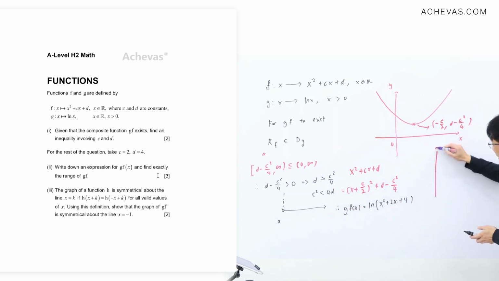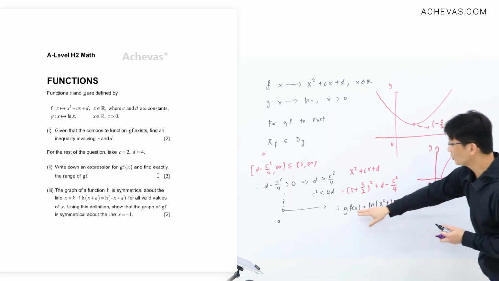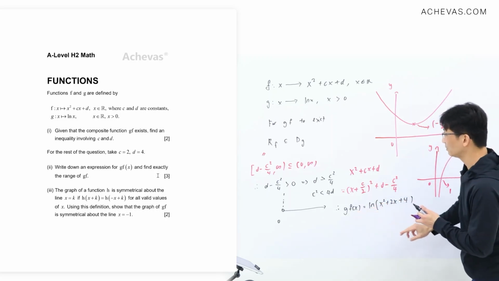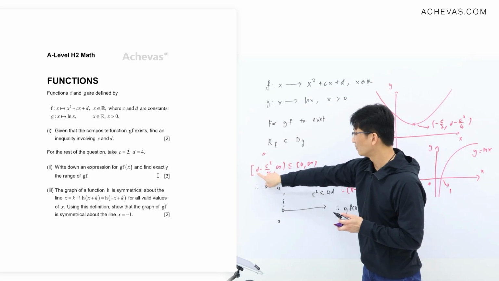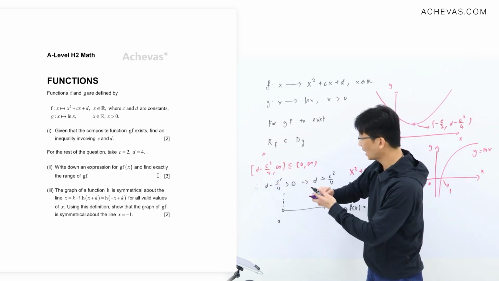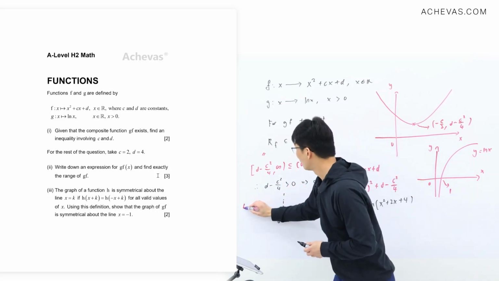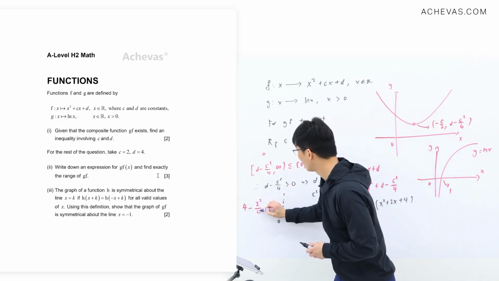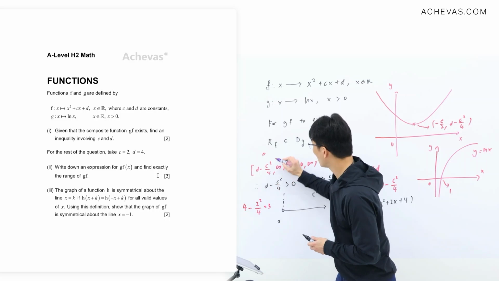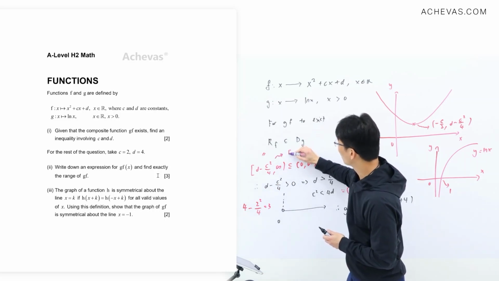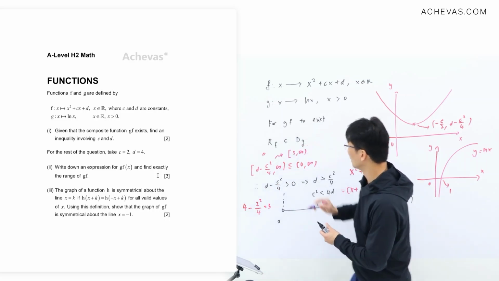Let me just draw down the graph of g(x) here first. The graph of g(x) is a ln x graph. Let me just write down the values here, 1. And for the range of f, we know that it will just be subbing the values of d to be 4, c to be 2 inside. By subbing in, 4 minus 2 squared over 4, I'll end up with 3. Therefore, I know that my range of f will be from 3 to infinity.